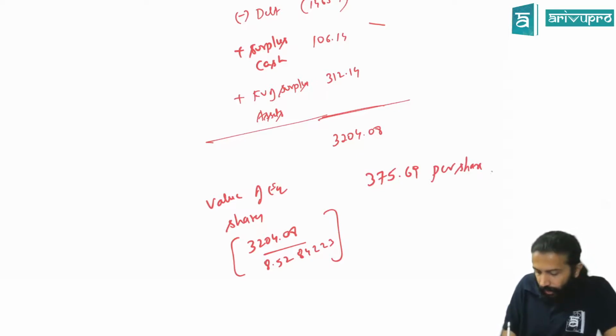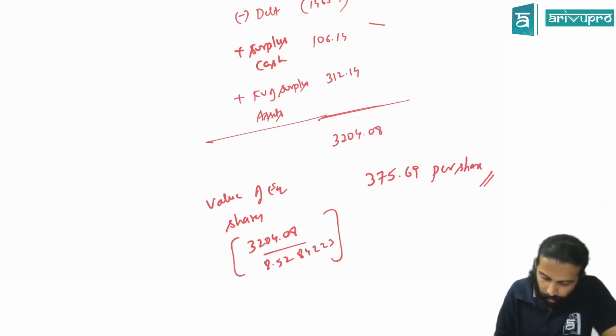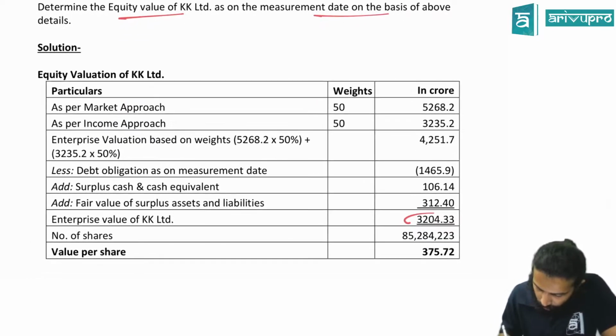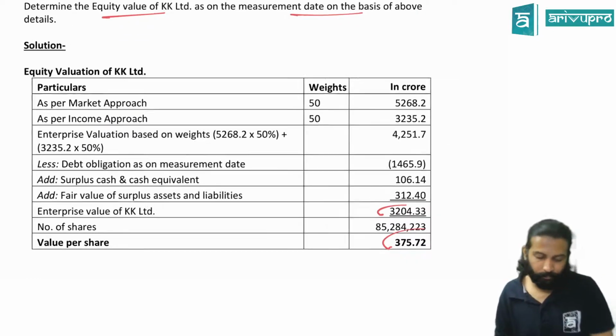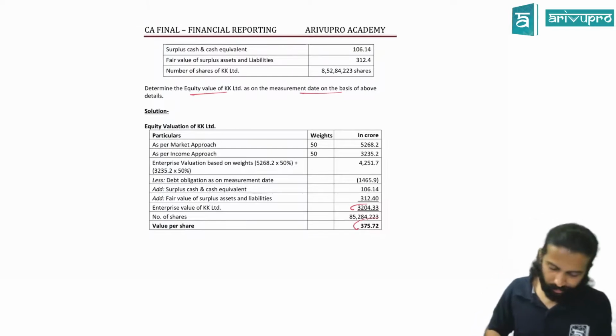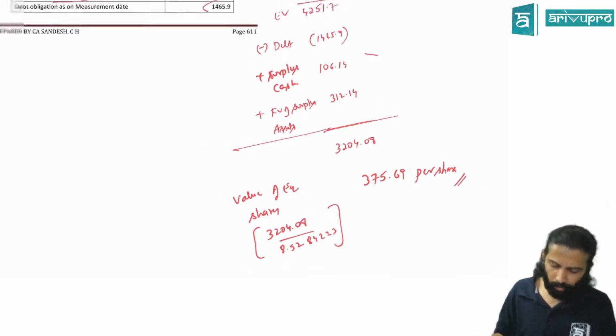That is the value of one equity share. They also got the same number. A small round off is okay, 375.72. Easy. That's it. Simple questions. Doubtful such questions will come, but okay. Possible.